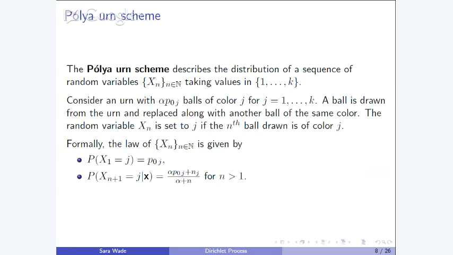Now we have alpha plus 1 balls in the urn. So we have 6 balls in our urn: 3 black balls and 3 white balls. We draw another ball from the urn, and we put it back in with another ball of the same color, and we set x2 equal to 2. And we keep repeating this.